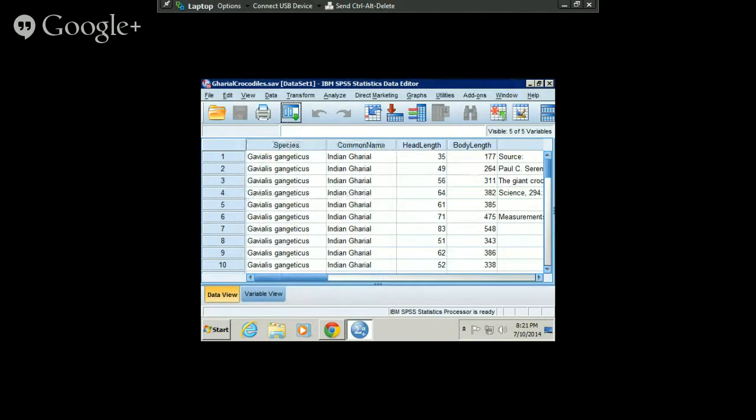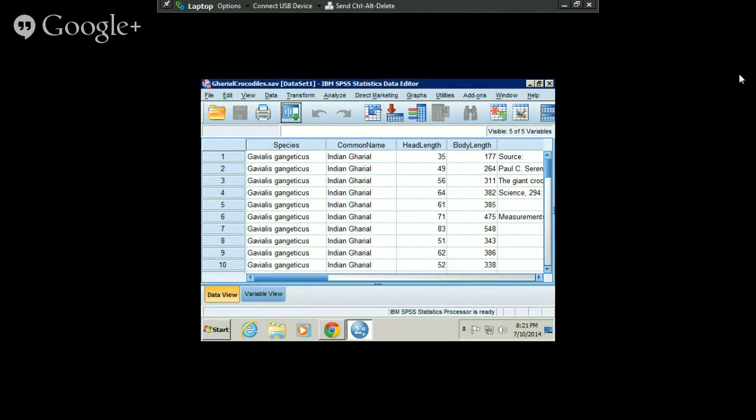Alrighty. Moving on. Use software, so we did that for the observed head length of 51 centimeters. What was the observed body length? Look at the file to find this answer. Okay, so I got 343. It's 343. Yeah. Yep.